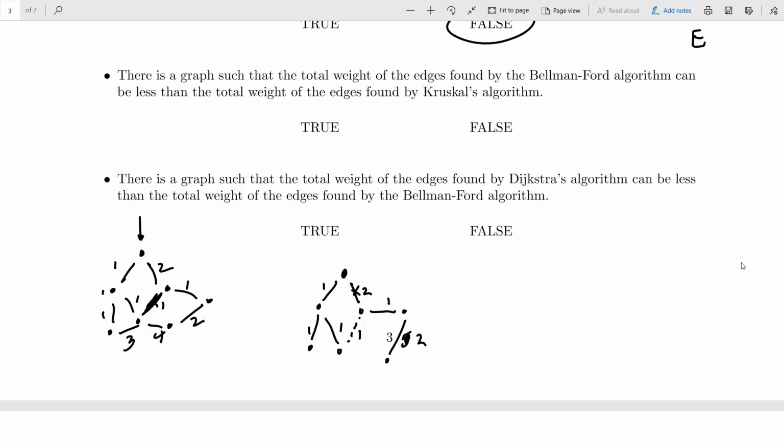So this is an example where the weight of the edges found by Bellman-Ford is less than the weight of the edges found by Dijkstra's algorithm. But that's not what's asked. Can the total weight of all the edges found by Dijkstra's algorithm ever be less than the total weight of all the edges found by Bellman-Ford?